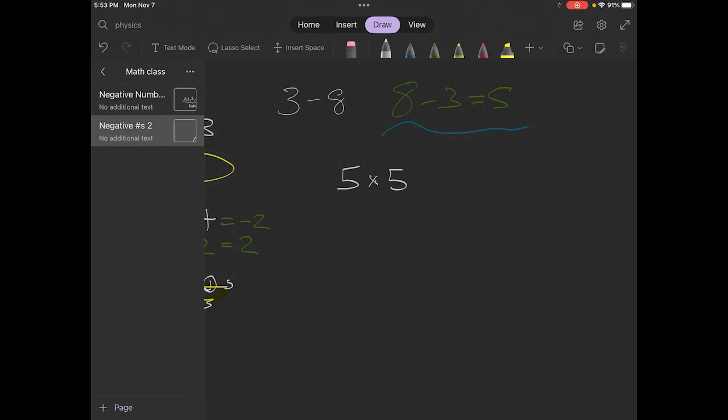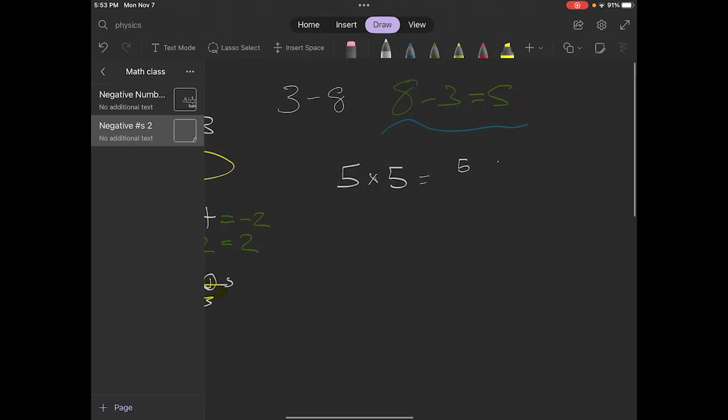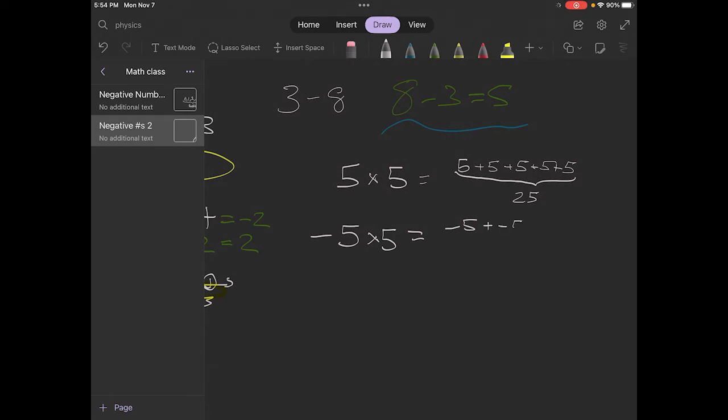And we want to find the answer. Well, it's obvious. We have 5 groups of 5. We have 5, 5, 5, 5, 5. We add them all together, or we remember it, and we find out that 5 times 5 is 25. But how do we do negative numbers? Because negative 5 times 5, well, I can't do a negative 5 amount of 5s, but I can do a negative 5 plus a negative 5 plus a negative 5 plus a negative 5 plus a negative 5.